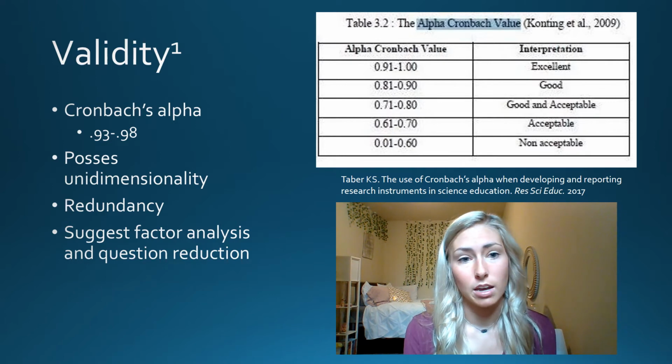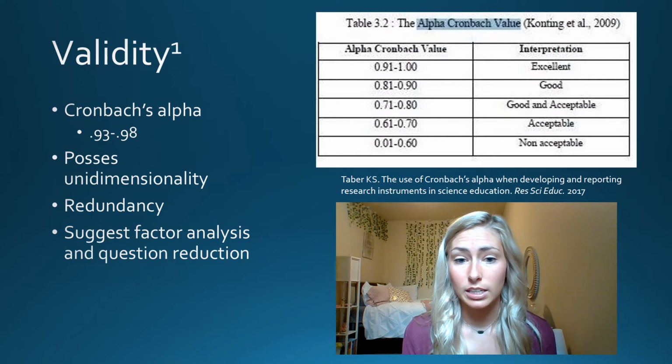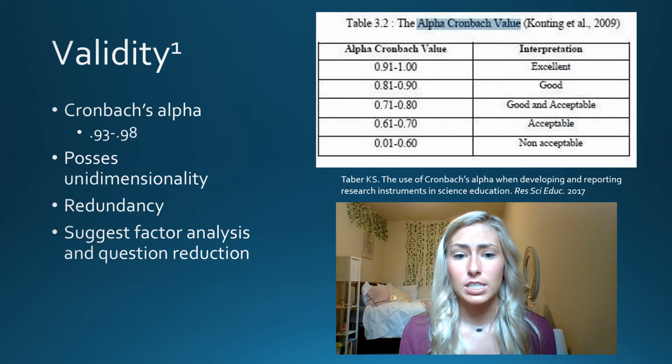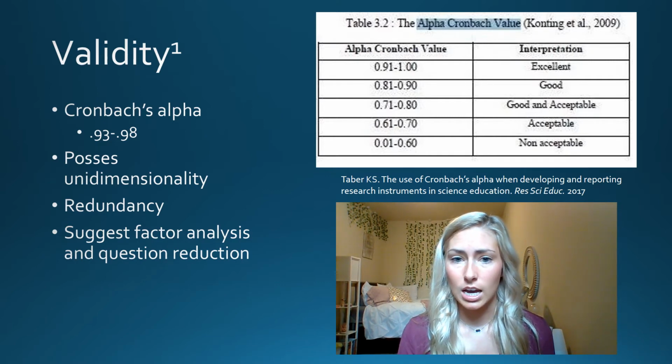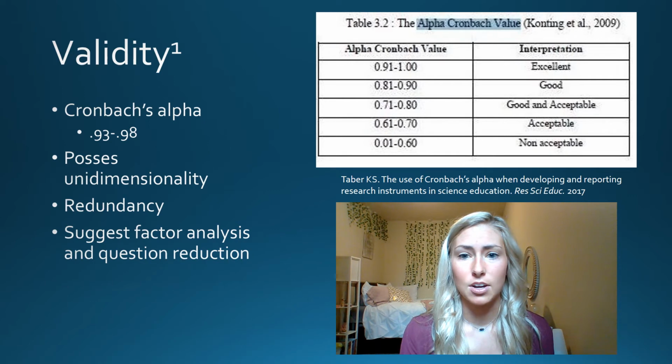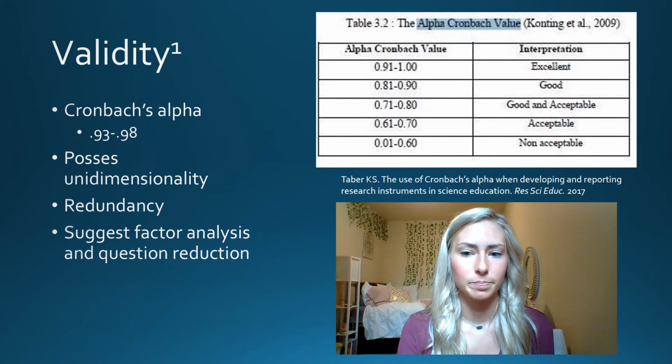0.93 to 0.98 for the validity. These numbers indicate that the questionnaire possesses unidimensionality. However, these numbers also indicate that there is some redundancy in the questions. So even though they found really, really high validity for this, Lefebvre and his colleagues suggested that a factor analysis and also a question reduction really could help qualify the validity of this questionnaire.